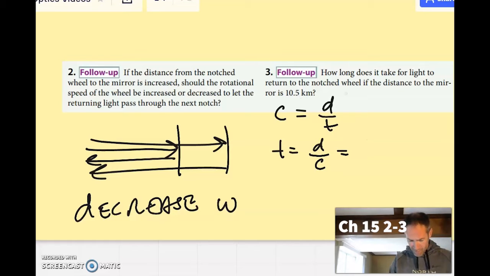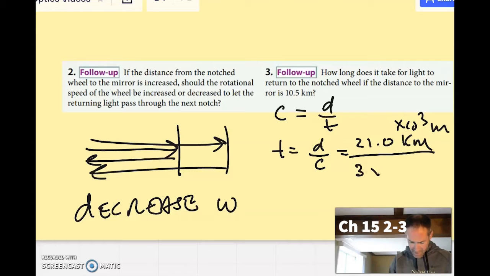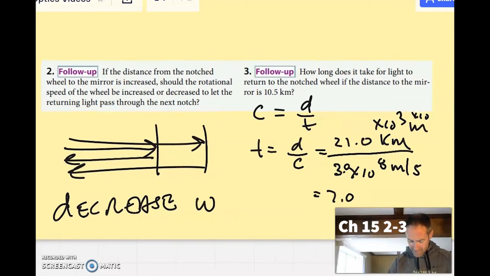And so 10.5 kilometers times 2 is going to be 21 kilometers, or times 10 to the 3rd meters, and we're going to divide by 3.0 times 10 to the 8th meters per second. You can see this is actually fairly easy to do. 21 divided by 3 is 7, and I'm going to take that 10 to the 8th to the numerator. Think of it as times 10 to the negative 8, and so that's times 10 to the negative 5 seconds.